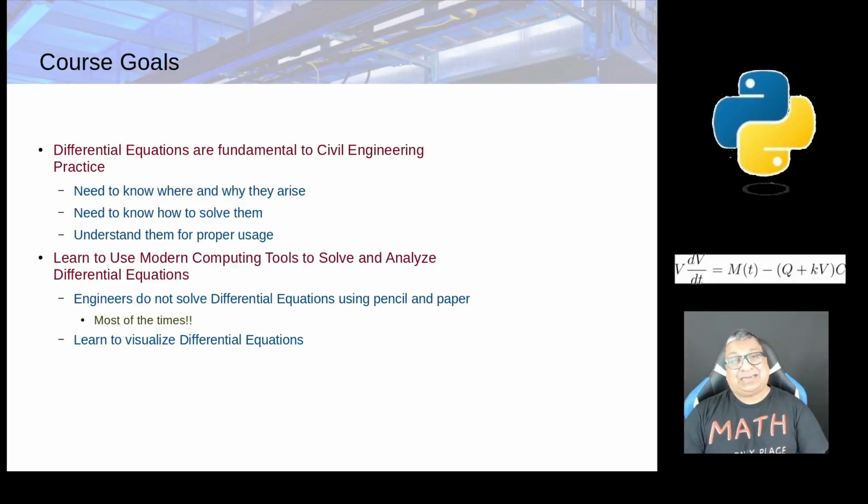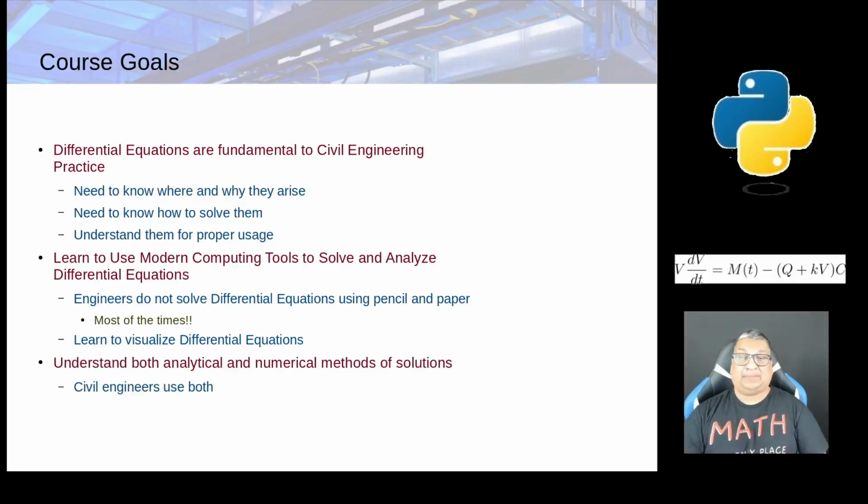So that integration is another reason why we developed this class, so you can get the full benefit of not just learning how to solve differential equations, but also how to analyze them to understand the behavior of the systems of interest to us as civil engineers.